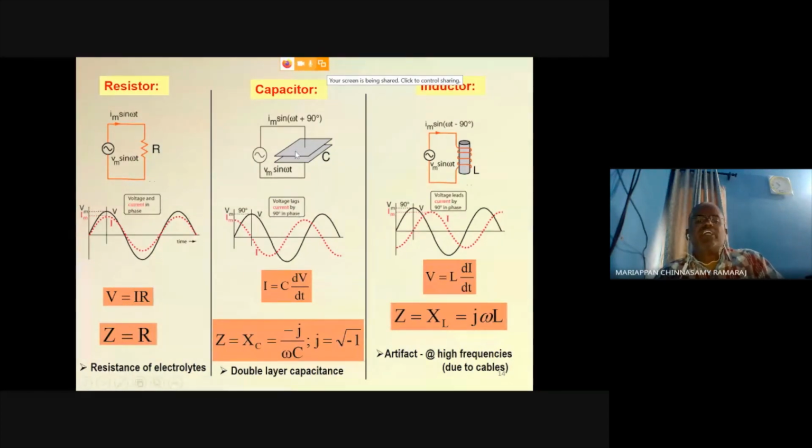In the case of a capacitor, the voltage lags the current by 90 degrees in phase, and in the inductance, the voltage leads the current by 90 degrees. I think you might know these very simple things.